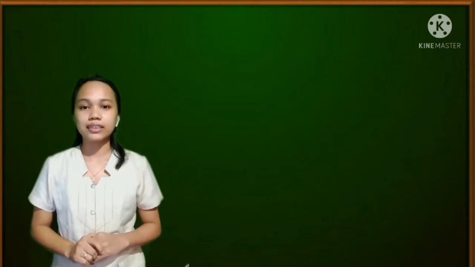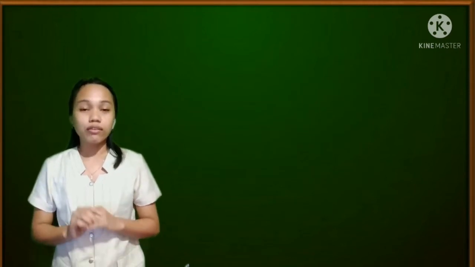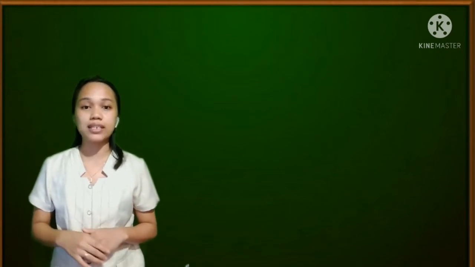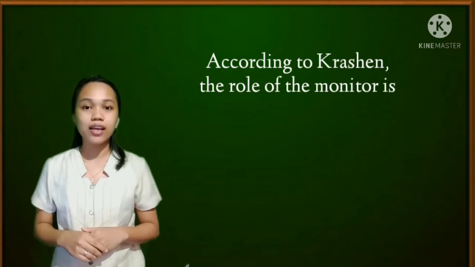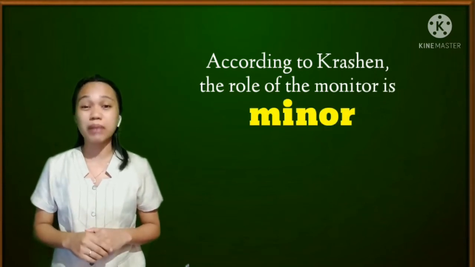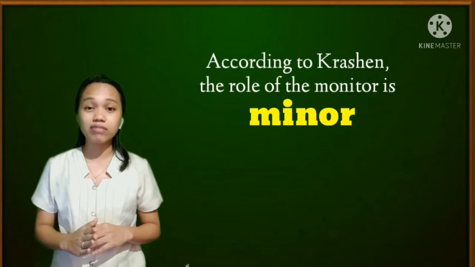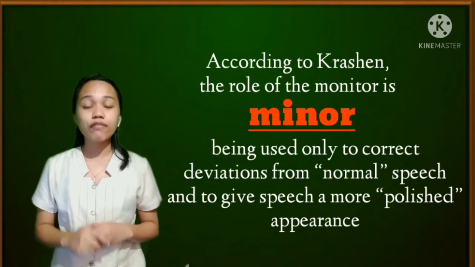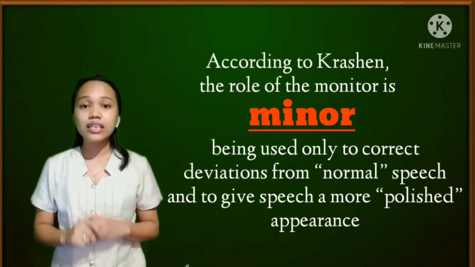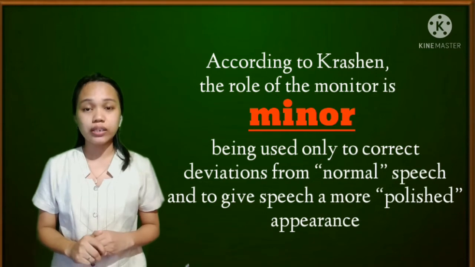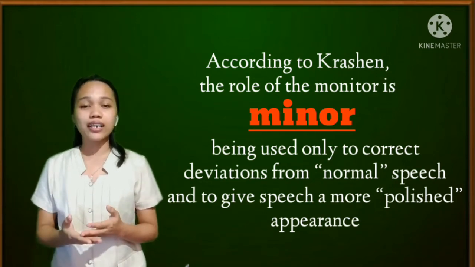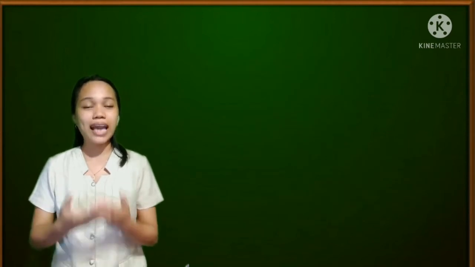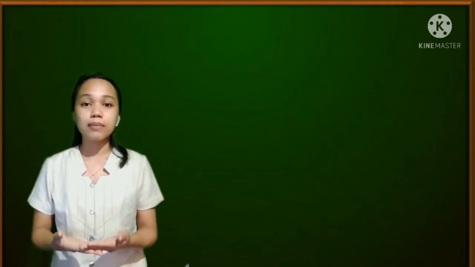It appears that the role of conscious learning is somewhat limited in second language performance. According to Krashen again, the role of the monitor is minor. I'll give emphasis to this, minor. It is used only to correct deviations from normal speech and to give speech a more polished appearance. So the monitor is there to make something more polished, but it is always the acquired system that is the more important one.